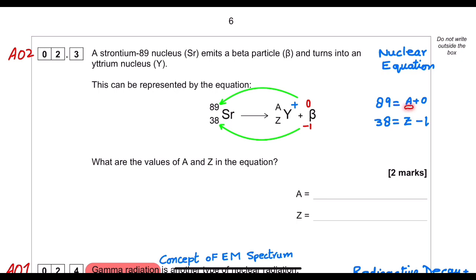We need to find the value of A. When 0 is added, there is no change in the mass. Therefore, A will remain 89. Whereas in Z, we need to substitute a value. If we subtract or take away 1, the answer is 38. So it is very simple. If we take Z equal to 39, 39 minus 1, the answer is 38. The value of A is 89 and the value of Z is 39.